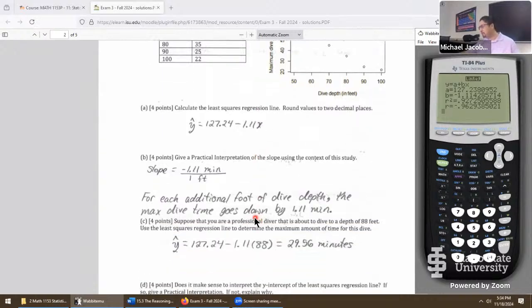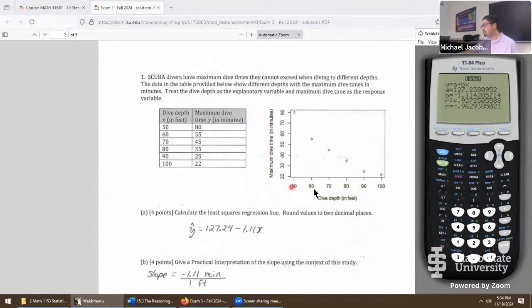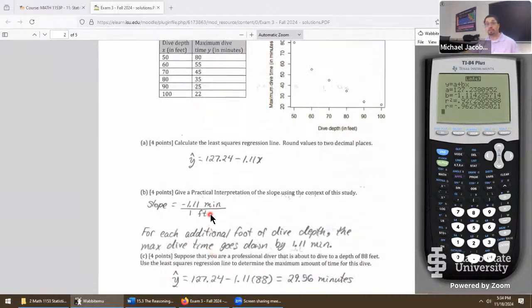Okay, then going through the problem, as far as the slope goes, a lot of people wrote this part, but you had to say for each additional foot, so the amount the dive depth goes down by, you have to say the number of minutes right here as well, tying the context together with the depth. So the denominator was for your dive depth going horizontally, and the numerator is the amount of time decreasing by 1.11 minutes for each additional foot. So I feel like part B was a pretty tricky question, but they usually are.